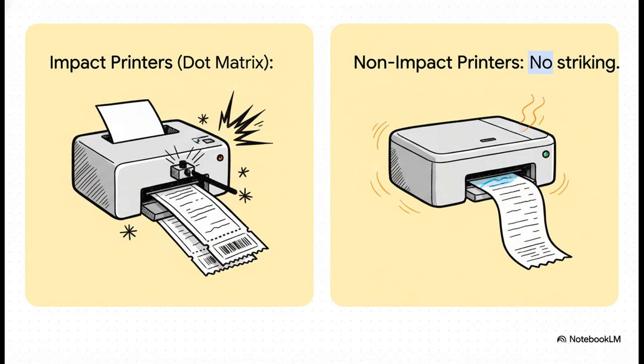You've got impact printers, like those old noisy dot matrix machines. They physically strike a ribbon to make a mark, which is why they're great for things like train tickets that need carbon copies. Then you have non-impact printers. Those are the quiet ones we all use today, like a laser printer using toner or the thermal printer at the ATM that uses heat to print your receipt.